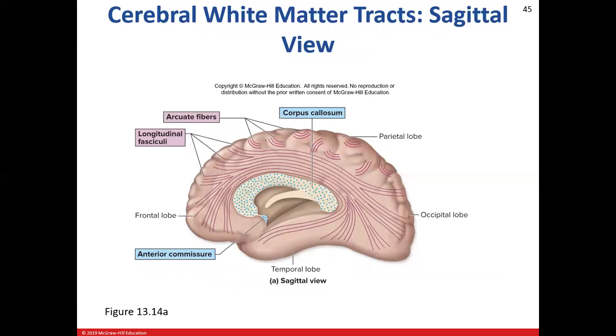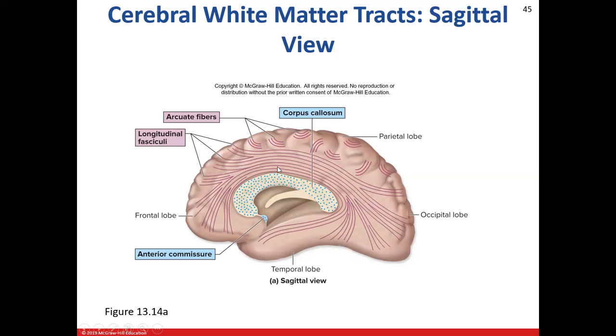So if we look at those three different types, you'll see we take a mid-sagittal cut of our brain going right down the longitudinal fissure. Our corpus callosum you see right here in the center, and you'll see that it's got these blue dots in it. Those blue dots are representing fibers that help to connect one side of the brain to the other.